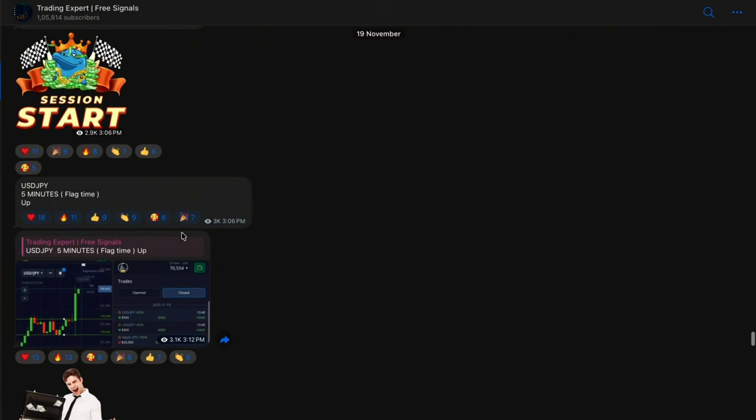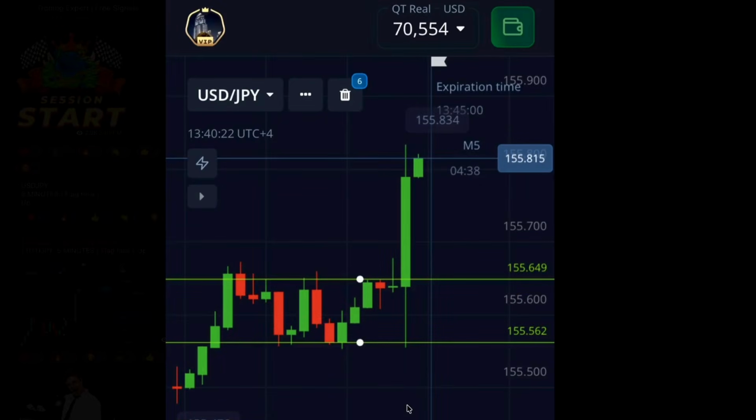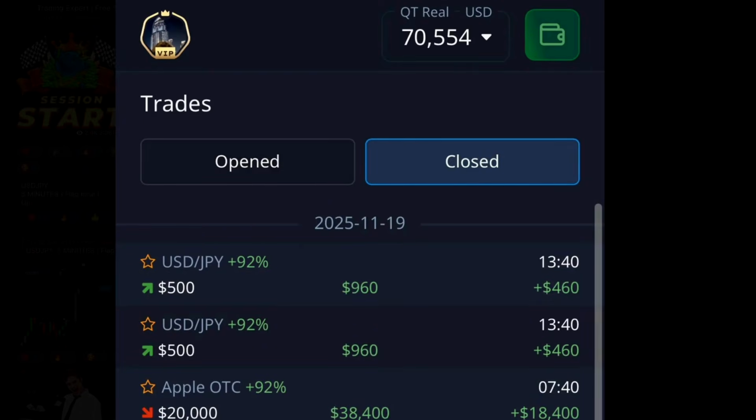So let's begin. Here you can just check out our first signal for USD JPY 5 minutes up. This was a very good one, amazing win right there. You can just check this out.